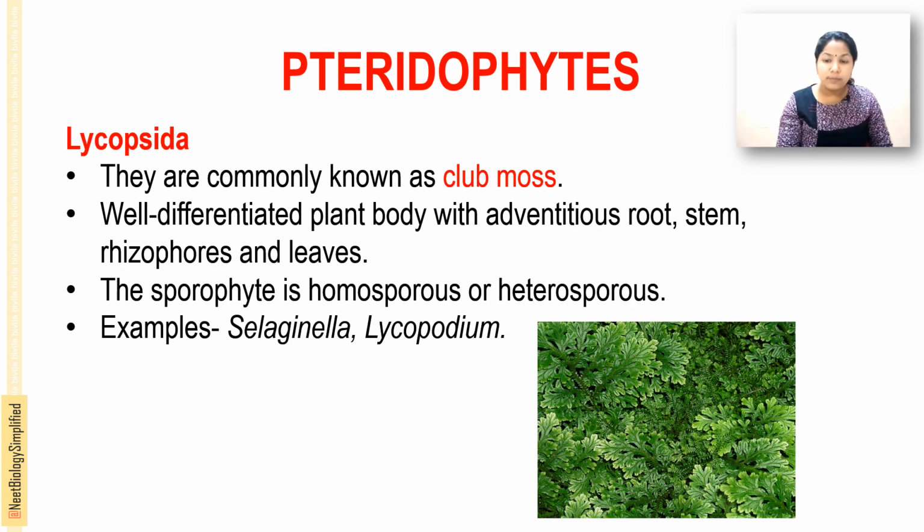They have a well developed stem, rhizophores, and leaves. The sporophyte is homosporous or heterosporous. Sometimes it is a single type of spore, sometimes both large and small spores, megaspores and microspores, are produced. Examples are Selaginella and Lycopodium. This is Selaginella. You can see the small leaves here.